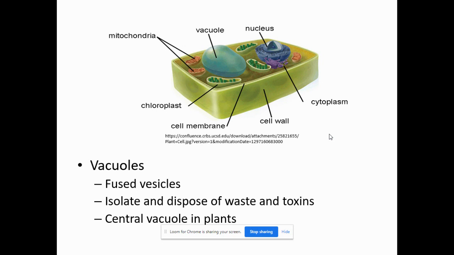The central vacuole in plants takes up a large part of the cell, and the fluid in the central vacuole gives the plant cells the necessary pressure so the plant cell can keep its overall form. A large part of the water that a plant cell takes up will go into the central vacuole, and we'll talk about that more in the next lecture.